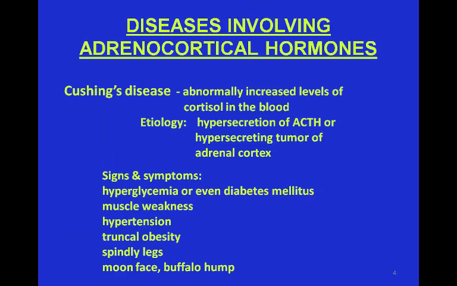Diseases that involve adrenocortical hormones include Cushing's disease and Addison's disease. In Cushing's disease, there's too much cortisol being produced. The etiology or the cause of this condition can either be hypersecretion of ACTH by the anterior pituitary, or the condition may be in the adrenal cortex itself, a tumor that secretes too much cortisol.